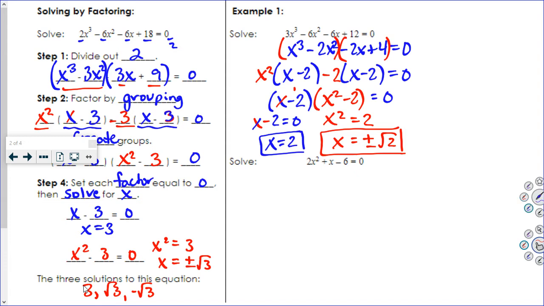There is more than one way to do this. There are many ways to do this. But what I've found over the years is this is the most consistent way if you're having problems seeing right out of the gate what the possible factors could be. So let's go through this.